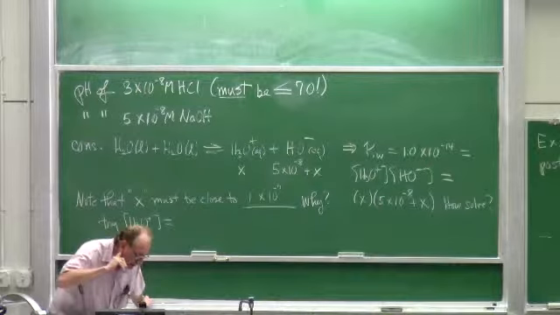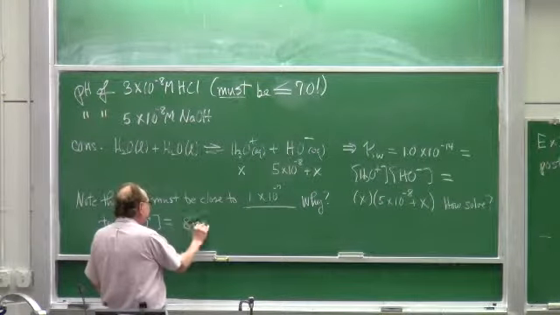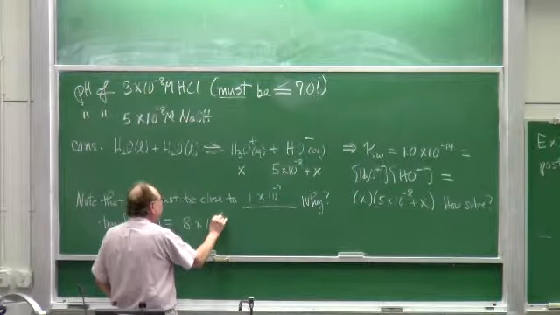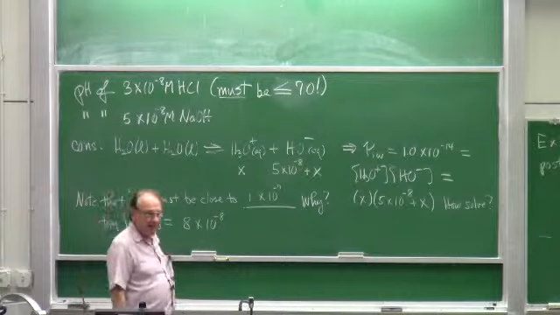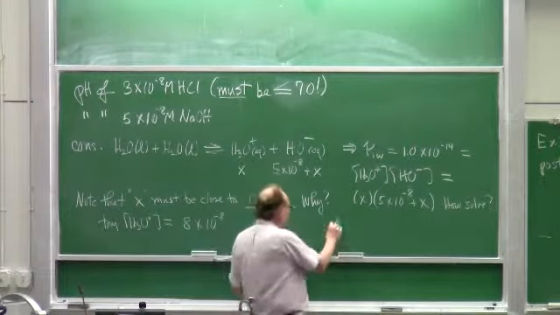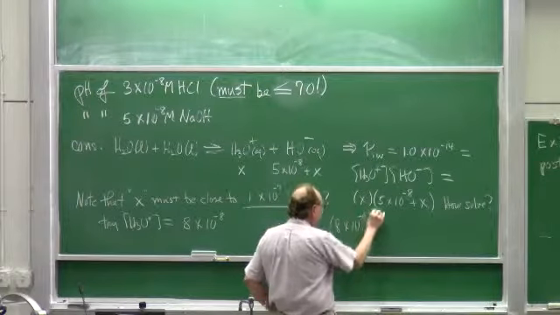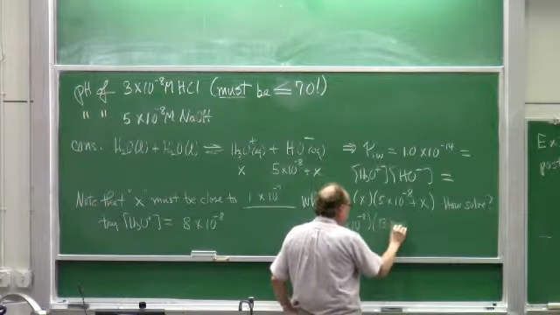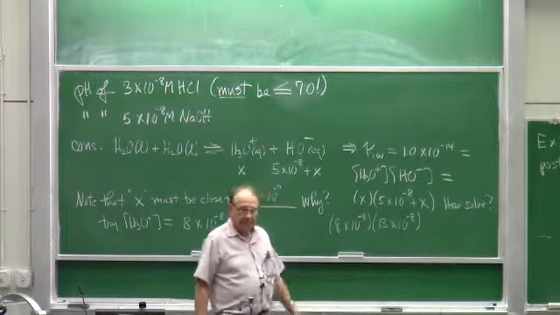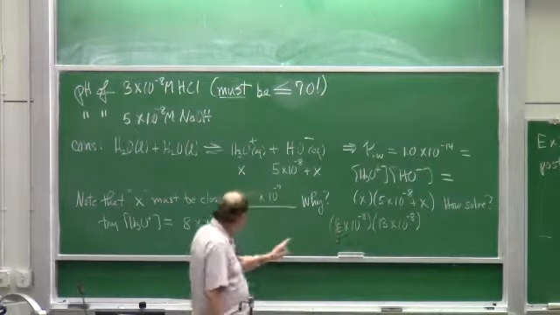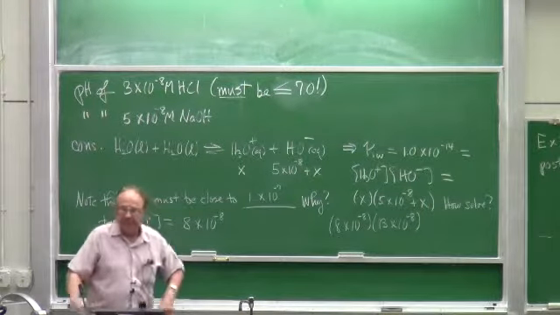8 times 10 to the minus 8. Let's put in 8 times 10 to the minus 8. This is not difficult arithmetic. Five plus 8, 13.